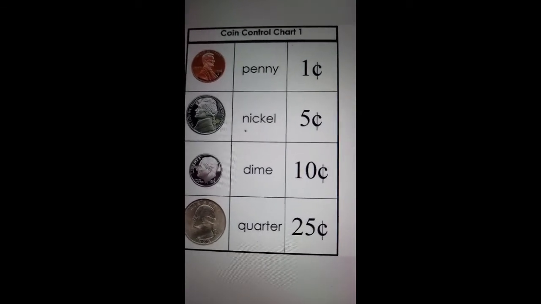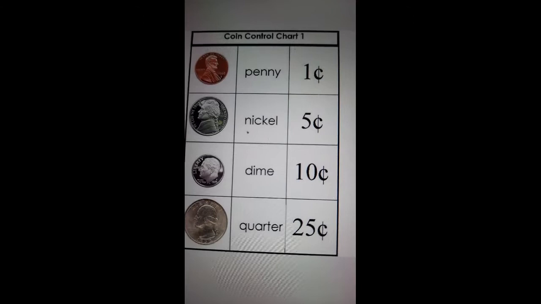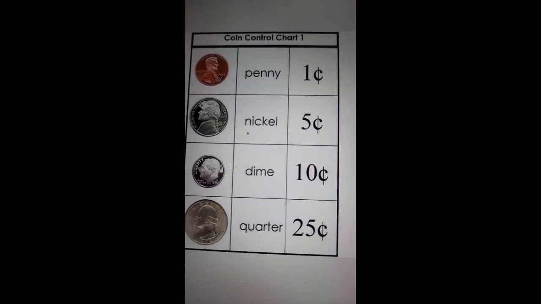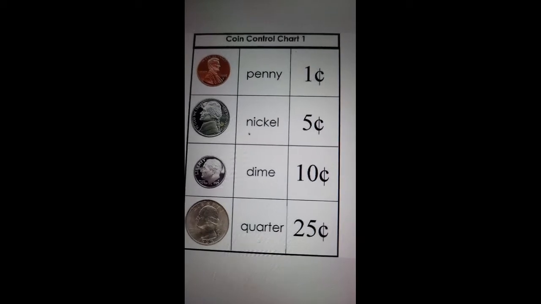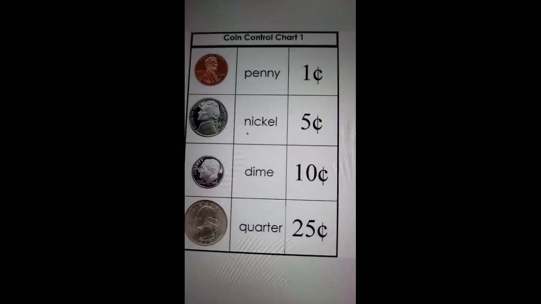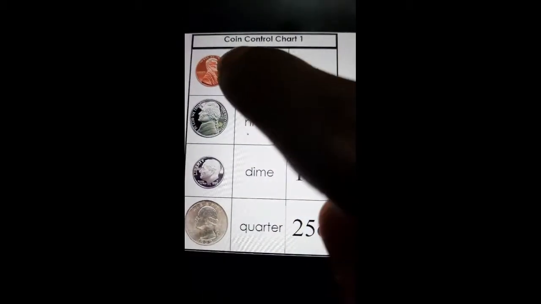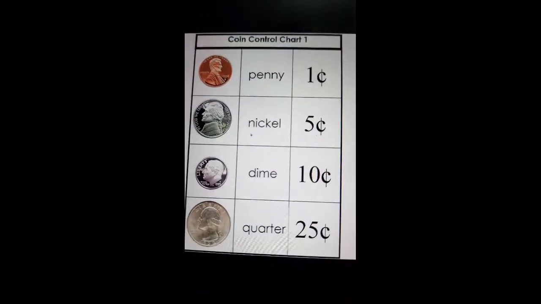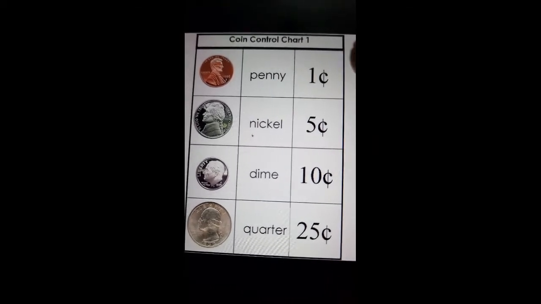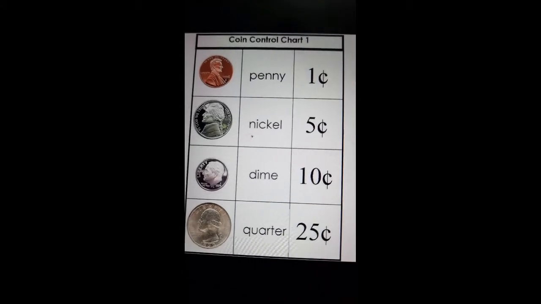First one, we can learn penny. Penny is a dollar coin. It is a golden color. We can see it is a golden color. It is called 1 cent. We already studied before. This is a 1 cent.